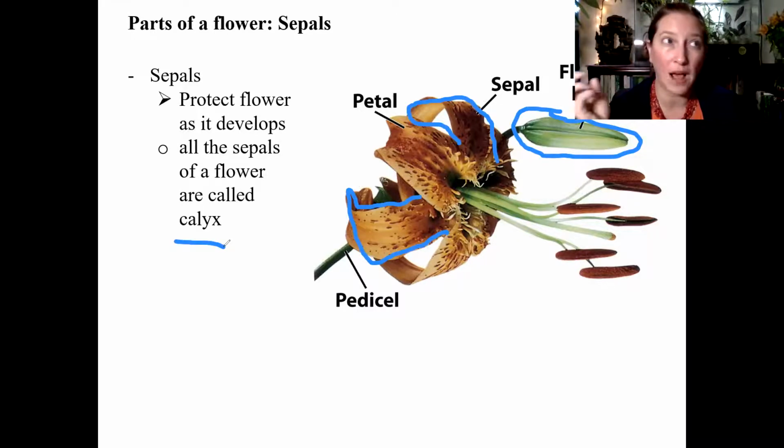So all the flower petals together are a corolla. All the sepals of a flower together are called a calyx.